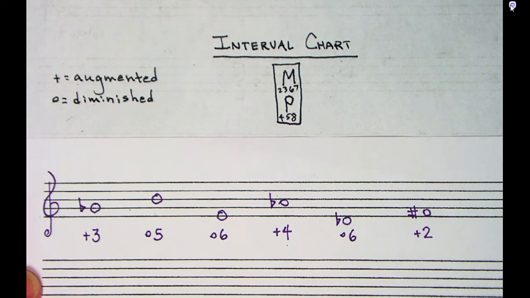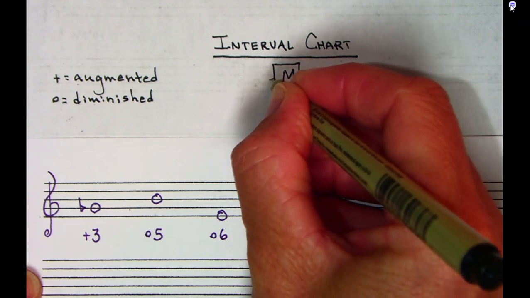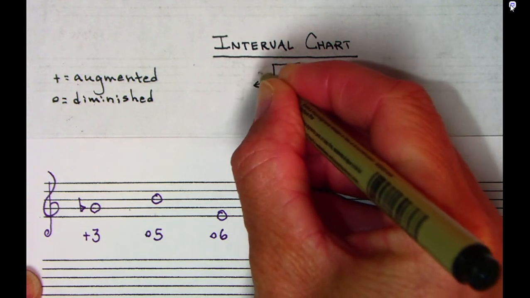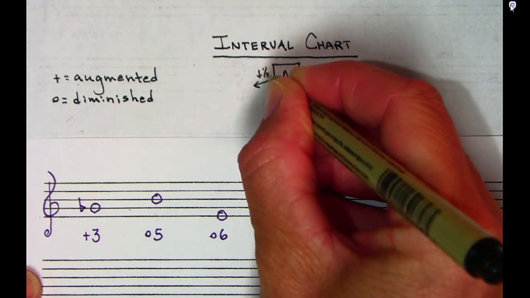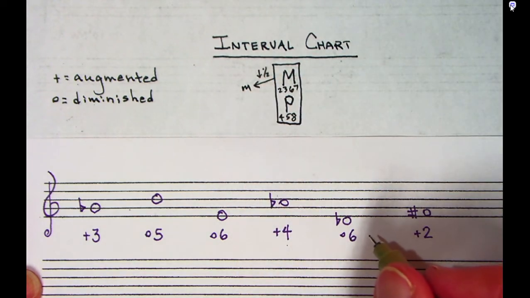Now I'm going to draw a little chart here. We already know that if you take any major interval and shrink it to the left on the piano, down a half step, it becomes minor. We've already done those. And now we're going to learn augmented and diminished.